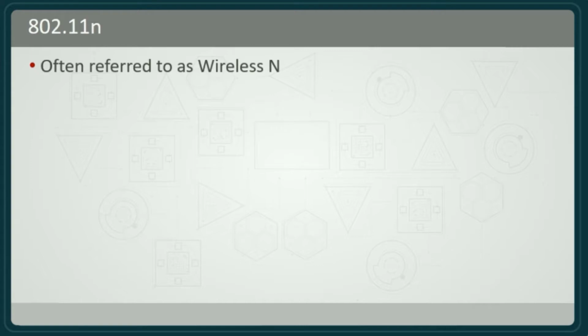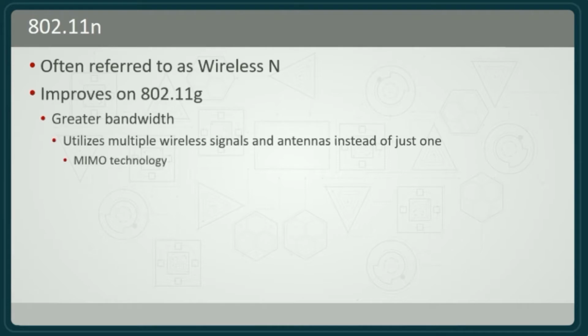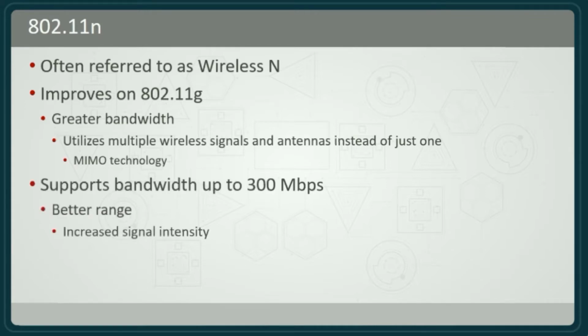So then N came along. This was often referred to as just wireless N, but this improves on G by offering greater bandwidth and utilizing multiple wireless signals and antennas instead of just one. This is known as MIMO technology, which we will actually talk about later on. Very quick and short, it is multiple antennas as opposed to just one. A lot of the early wireless routers had a single antenna. So this can support bandwidths of up to 300 megabits per second and a better range and increased signal intensity.